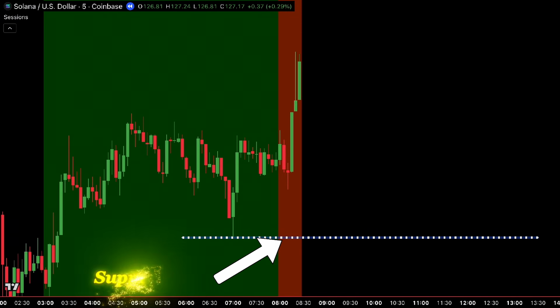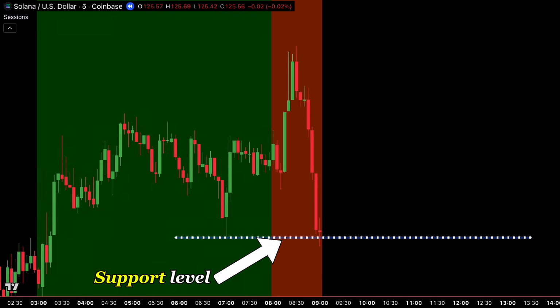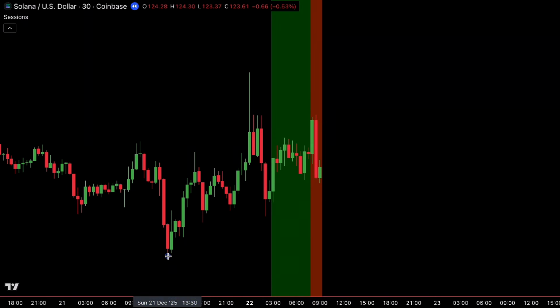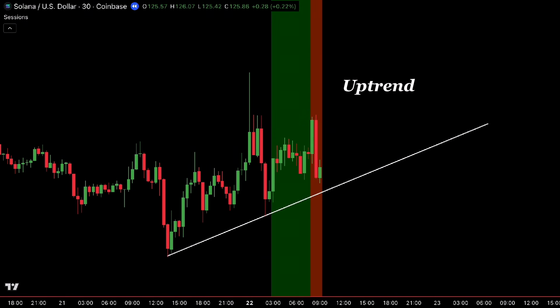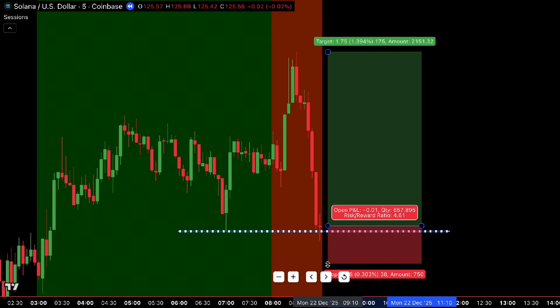Here, the level was formed during the London session. During New York, price breaks below the support and then closes back above it. That's the bait and switch. But this time, we check the higher time frame. On the 30-minute chart, the market is trending up, so everything is aligned. Now we go back to the 5-minute chart and execute the trade. Entry at the close of the sweep candle. Stop loss below the level. Target at the next resistance.